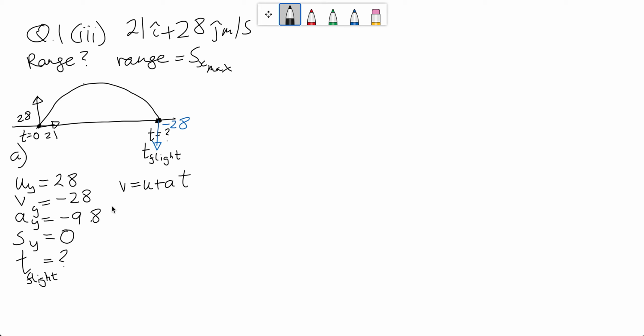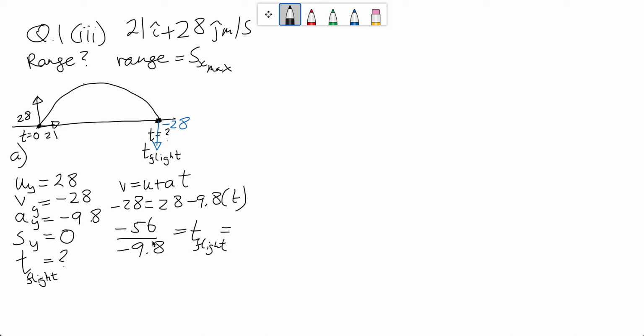So V is minus 28 equals 28 minus 9.8 t, which is what we're looking for. Okay, so that's minus 28 and minus another 28 is minus 56, divided by minus 9.8, is the time of flight. Okay, so that's one way to do it.